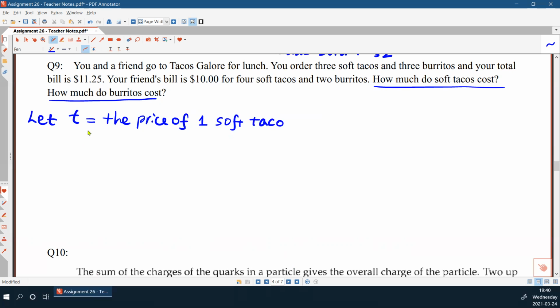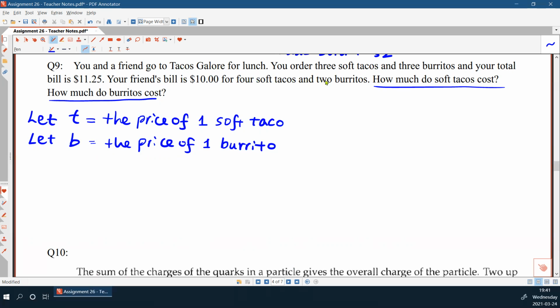One soft taco, okay? And we can also use a letter B to denote the price of 1 burrito, right? Okay, so we want to solve T and B here, of course, from the given information. So what information do we know here?